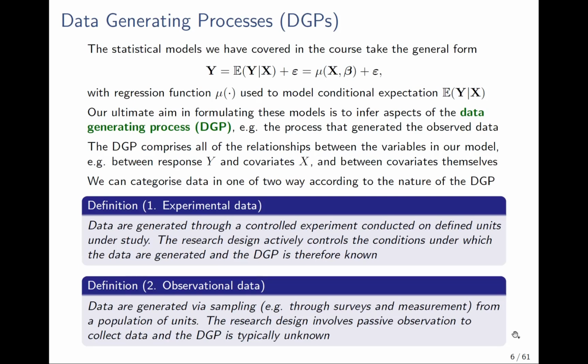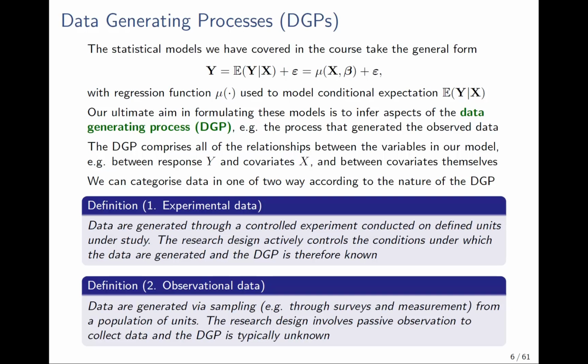So the models that we've covered in the course so far take this general form here, conditional expectation, and we use our regression function to model that conditional expectation where y is the response variable and x is some covariates. And we've looked at different types of models. We started with a linear model, we looked at linear mixed models, we've looked at generalized linear models, semi-parametric models, GAMs, generalized additive models, and so on.